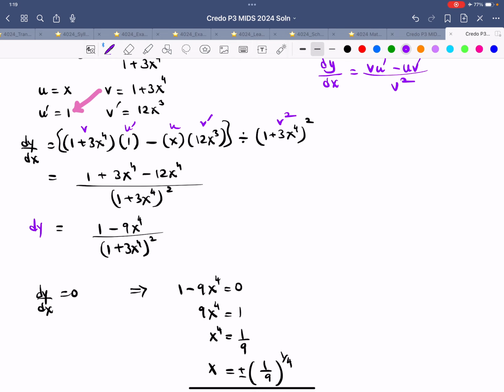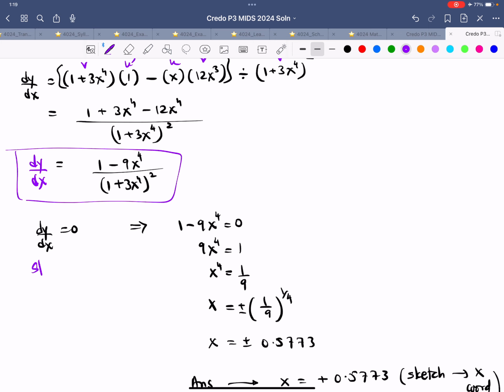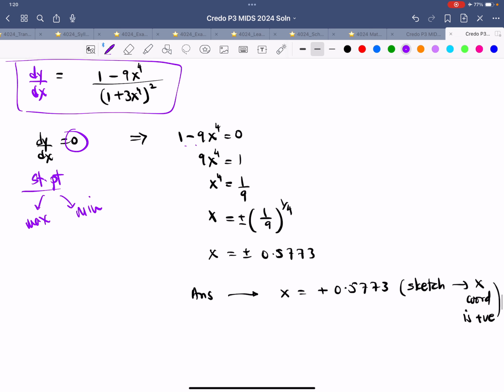And this is the expression for dy by dx right over here. Since it's a stationary point, dy by dx equals 0. It's a stationary point, whether it's a max or a min. They are not asking about the nature, but for a stationary point, dy by dx is 0. 1 minus 9x to the power 4 is 0. Therefore, x is this thing, correct to 3 decimal places.